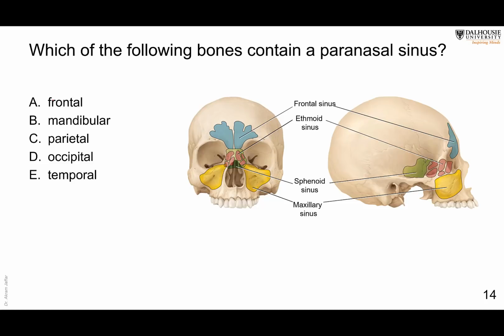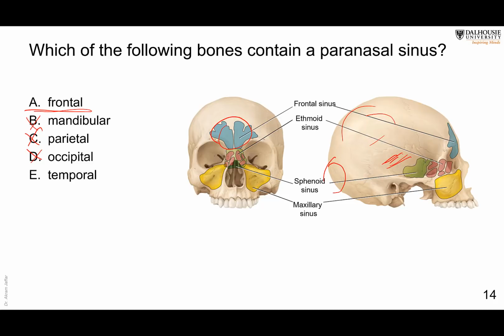So as we can see here, there are frontal sinuses, and they are located in the frontal bone. They are responsible for frontal headache when the sinuses are inflamed. The mandible does not contain a sinus. The parietal bones, which are located on the side of the skull, also do not contain a sinus. The occipital bone at the back of the skull does not contain a sinus, and neither does the temporal bone.